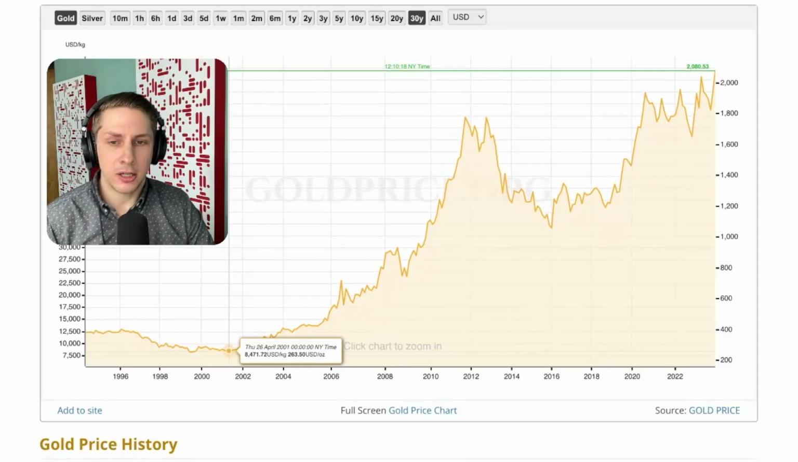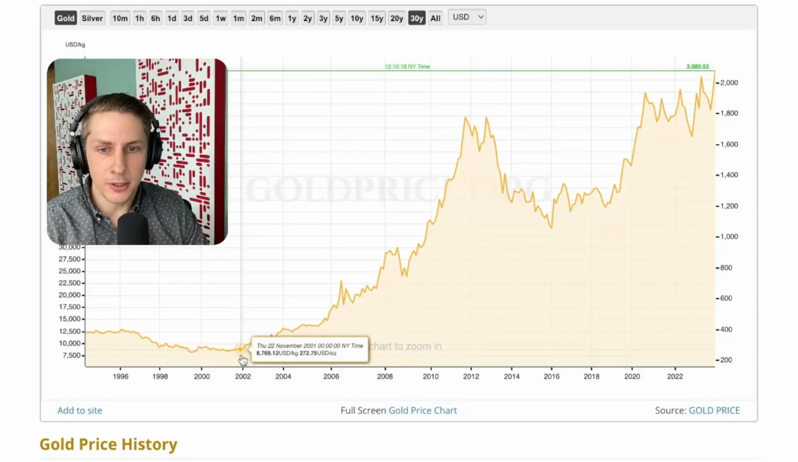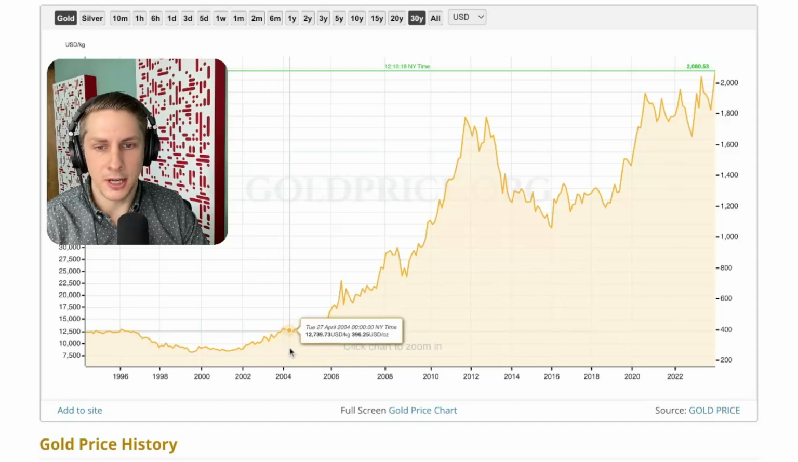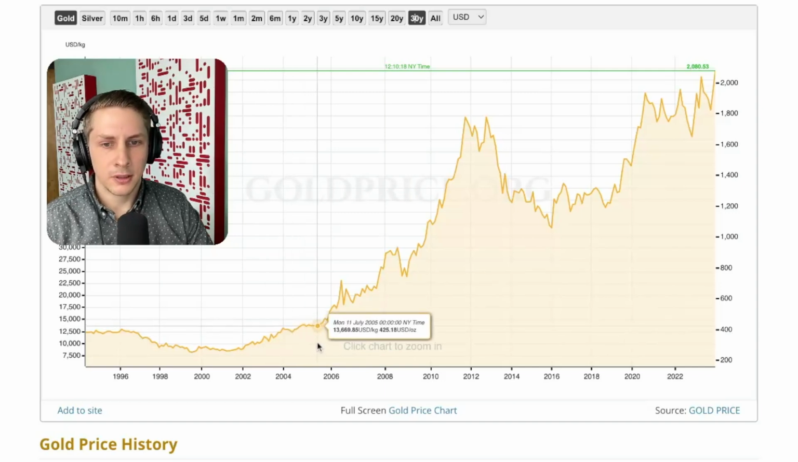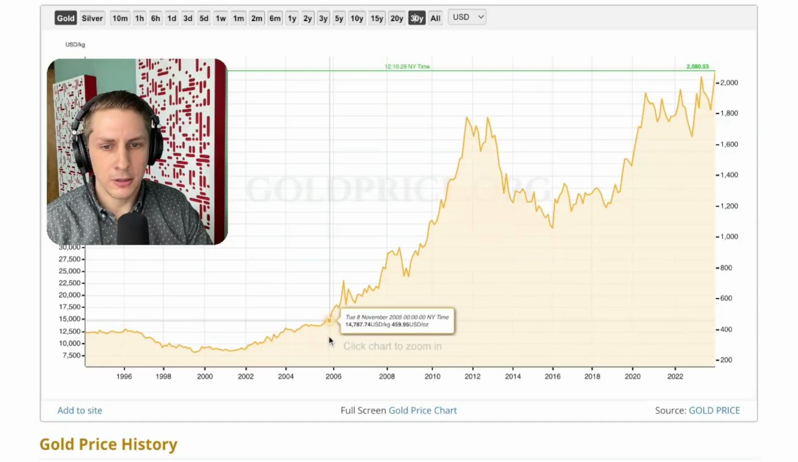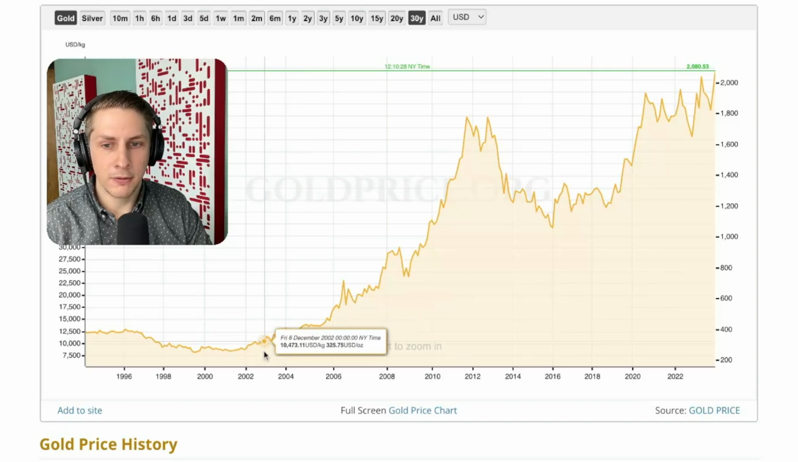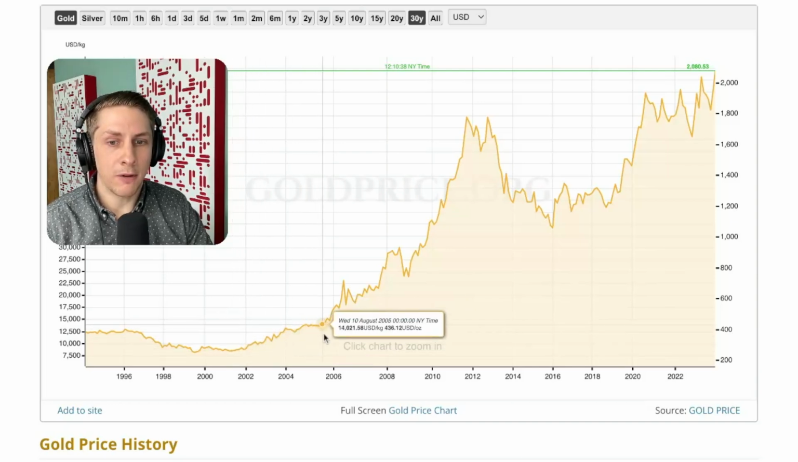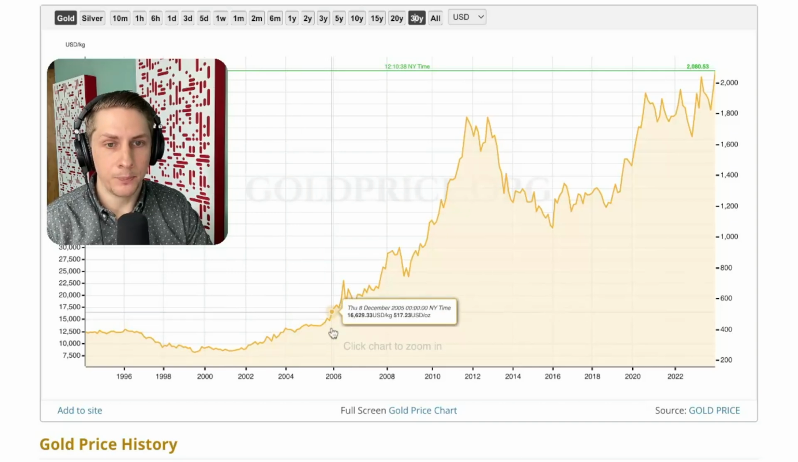Let's see how long it took to double from the bottom. So let's see where we get to $500 an ounce. Okay, we're getting close. Okay, there we are. December 2005 from 2001. So it took about 4 years to get a double.